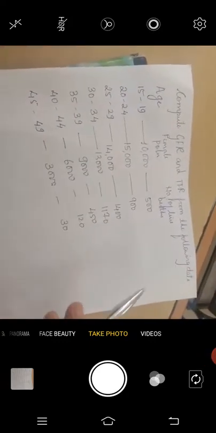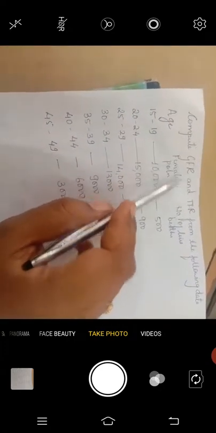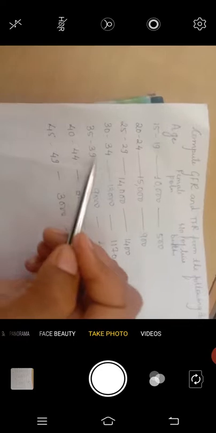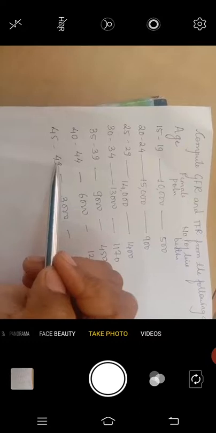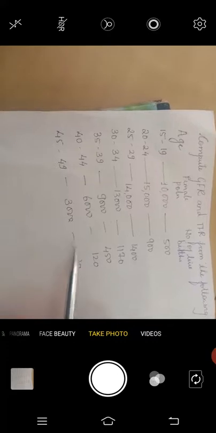Okay, so this is the first problem. Now this is the second problem which I am going to solve. Compute the general fertility rate and total fertility rate from the following data. Age is given as 15 to 19, 20 to 24. Now you can see here the difference between every class interval is 5, so it is quinquennial ASFR if you want to find. Female population is given and number of live births is given.